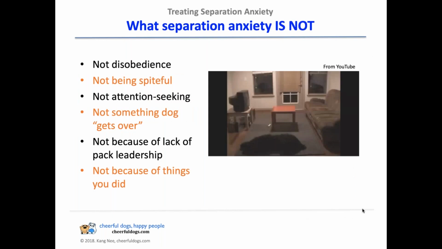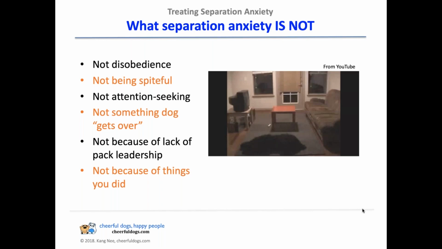To understand what separation anxiety is, we need to know what it isn't. Your dog is not being disobedient, it's not being spiteful, nor seeking attention just to pay you back for leaving it alone. And unfortunately, it's not something that the dog can get over. I mean, you may think, well, day after day I leave, but I come back. You should know I'm coming back. The dog doesn't know, so it cannot get over it on its own.